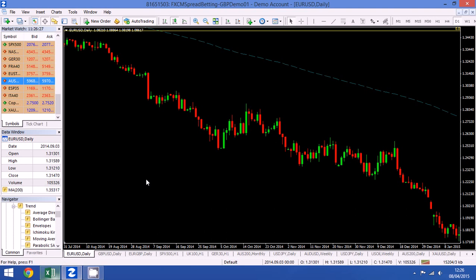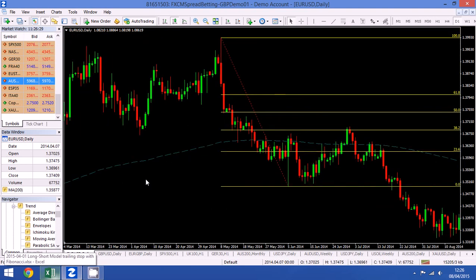Okay, so it's nice looking at Fibonacci's on charts, but I'm sure everybody has seen them before. How are we going to analyze it?